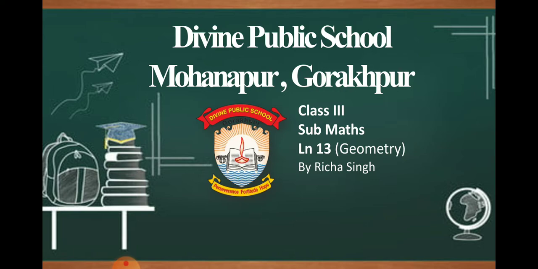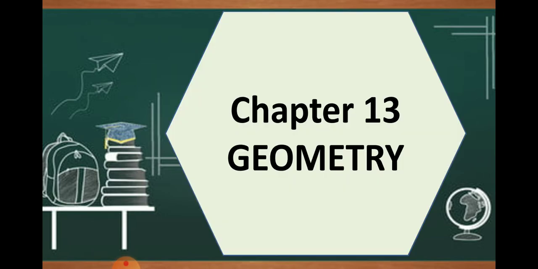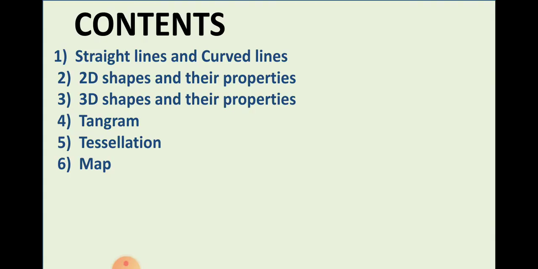So today we are going to study lesson 13 of your book, that is geometry. Let us see what the things are in your chapter on geometry. The contents that we are going to cover are straight lines and curved lines, 2D shapes and their properties, 3D shapes and their properties, tangram, tessellation, map.